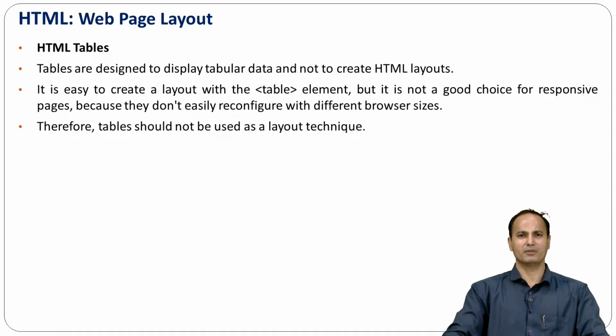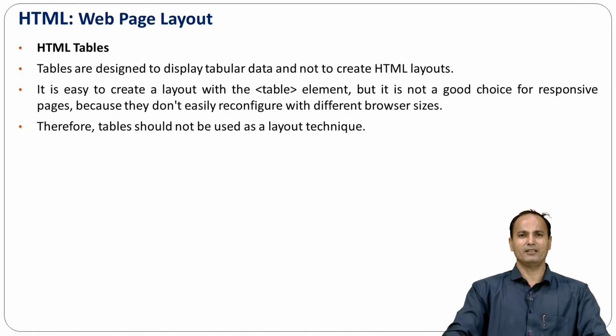First, HTML tables. As we already know and have used HTML tables, tables generally consist of rows and columns. So whenever we want to put the content in a row and column manner, we will definitely go for HTML tables. It is easy to create a layout with the table elements, but it is not a good choice for responsive pages because they don't easily reconfigure with different browser sizes.